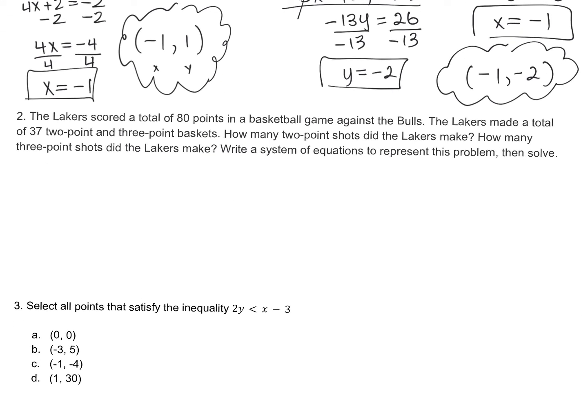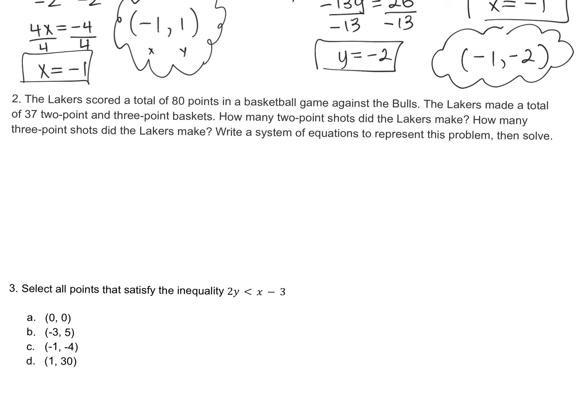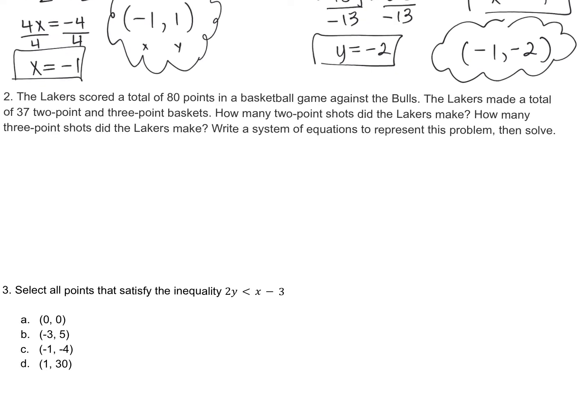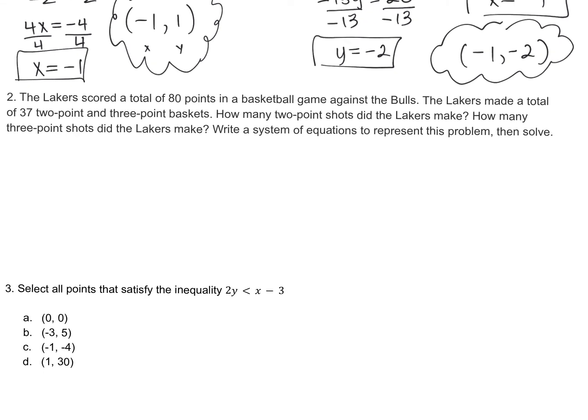Next, we're going to look at a word problem. So this problem says the Lakers scored a total of 80 points in a basketball game against the Bulls. The Lakers made a total of 37 2-point and 3-point baskets. How many 2-point shots do the Lakers make? How many 3-point shots do the Lakers make? Write a system of equations to represent this problem, then solve.